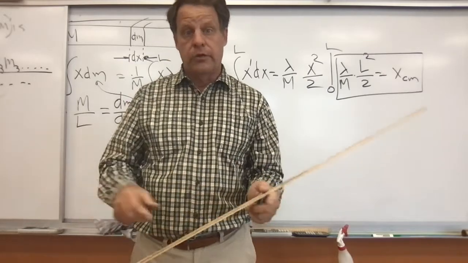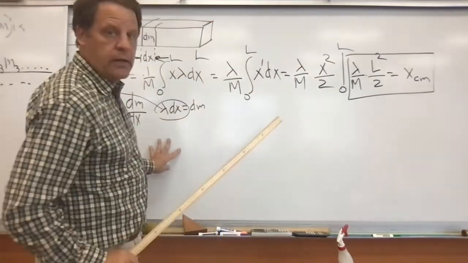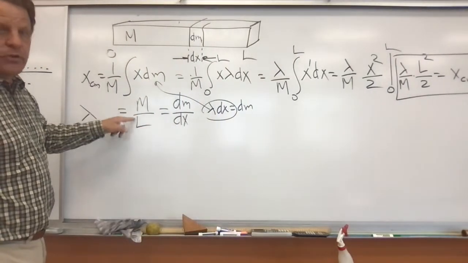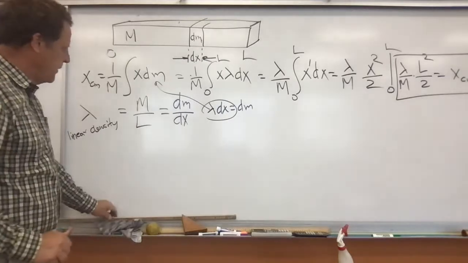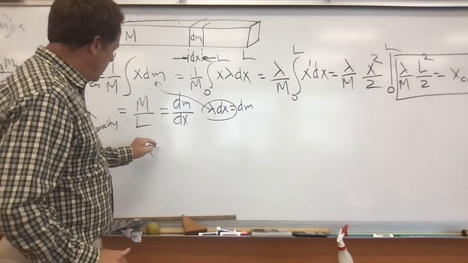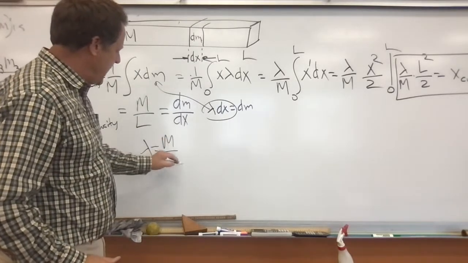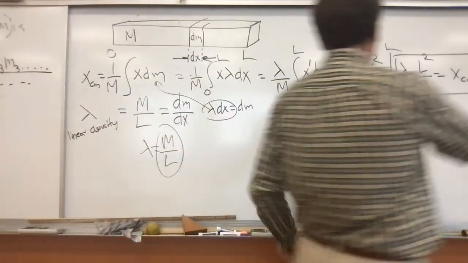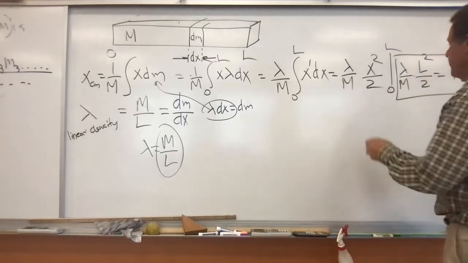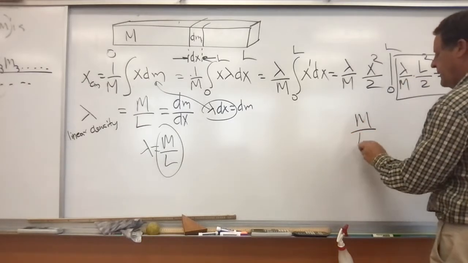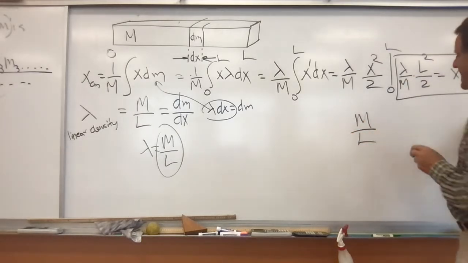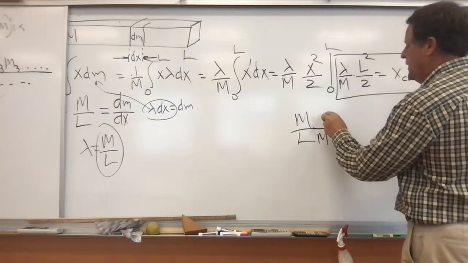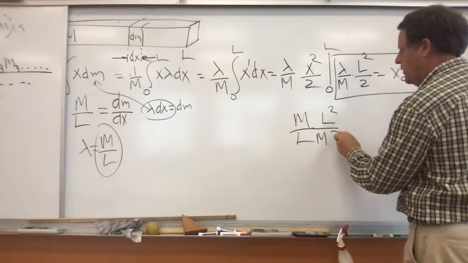Our answer should be L over 2. And that is why we're going to go back to this density, which is going to be m over L. Okay, so density is equal to m over L, and we're going to substitute m over L all the way back here. So we're going to have m over L, that is our density, divided by m, and now we're going to get L squared over 2.